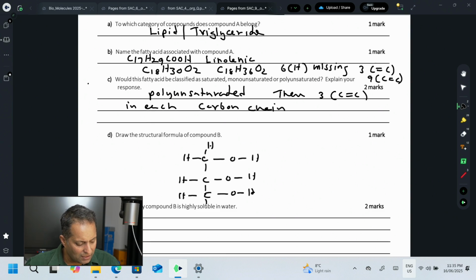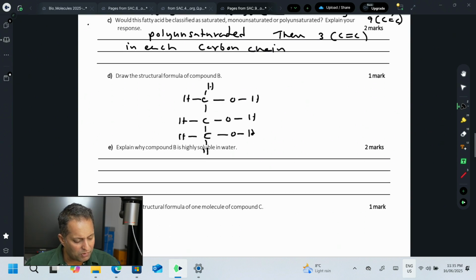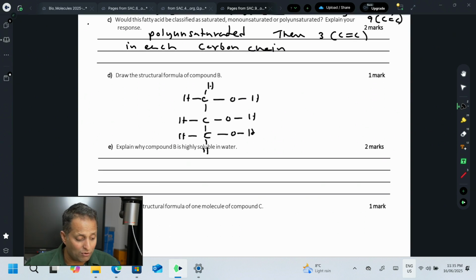Highly water soluble, yeah. Explain compound B. Even without looking at the question, I knew it was highly water soluble because, what do you need to say? Hydroxyl groups, OH groups, can make hydrogen bonds with water. Glycerol has three hydroxyl groups. We show that.